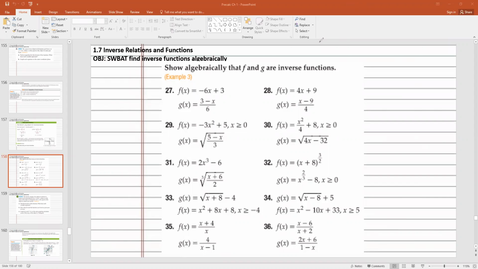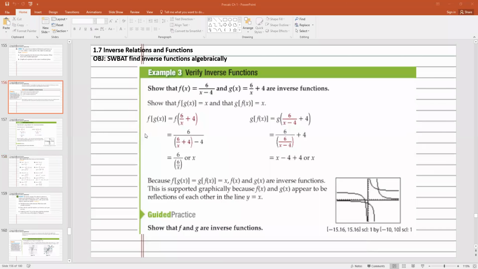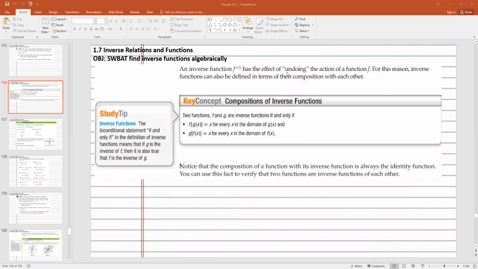All right, so today we're going to be looking at determining whether two functions are inverse functions of each other. Now, we can determine whether two functions are inverses of each other by doing the composition. So if the composition of f of g of x and g of f of x, so both ways, if you do that and you end up with x for each one, then they're gonna be inverses of each other.